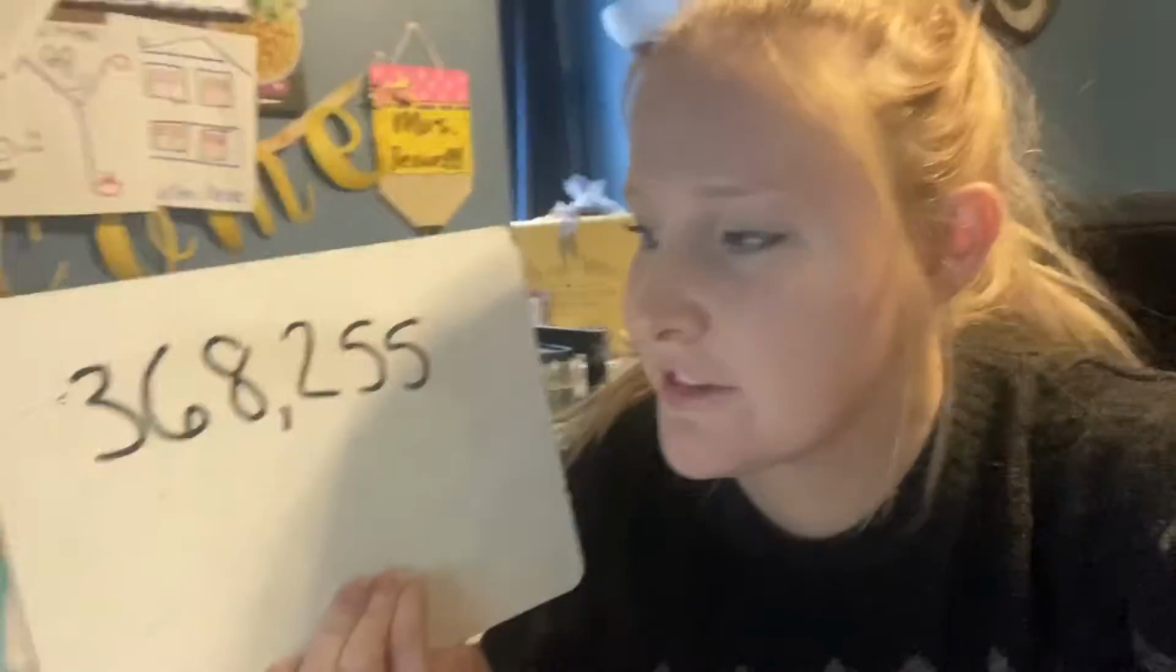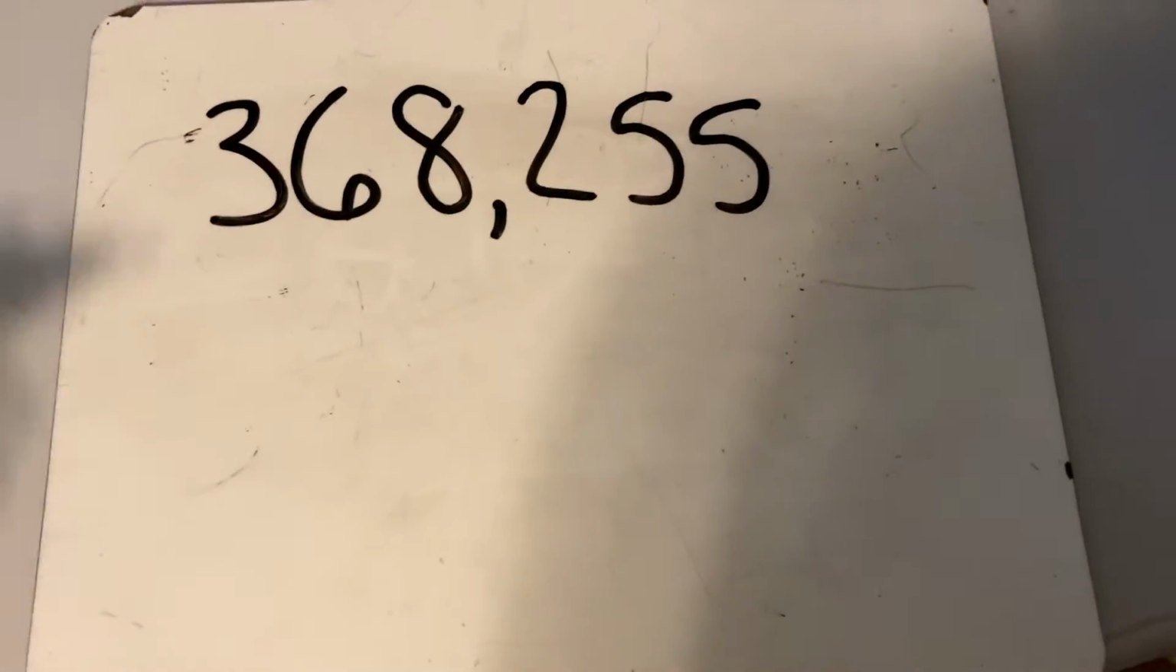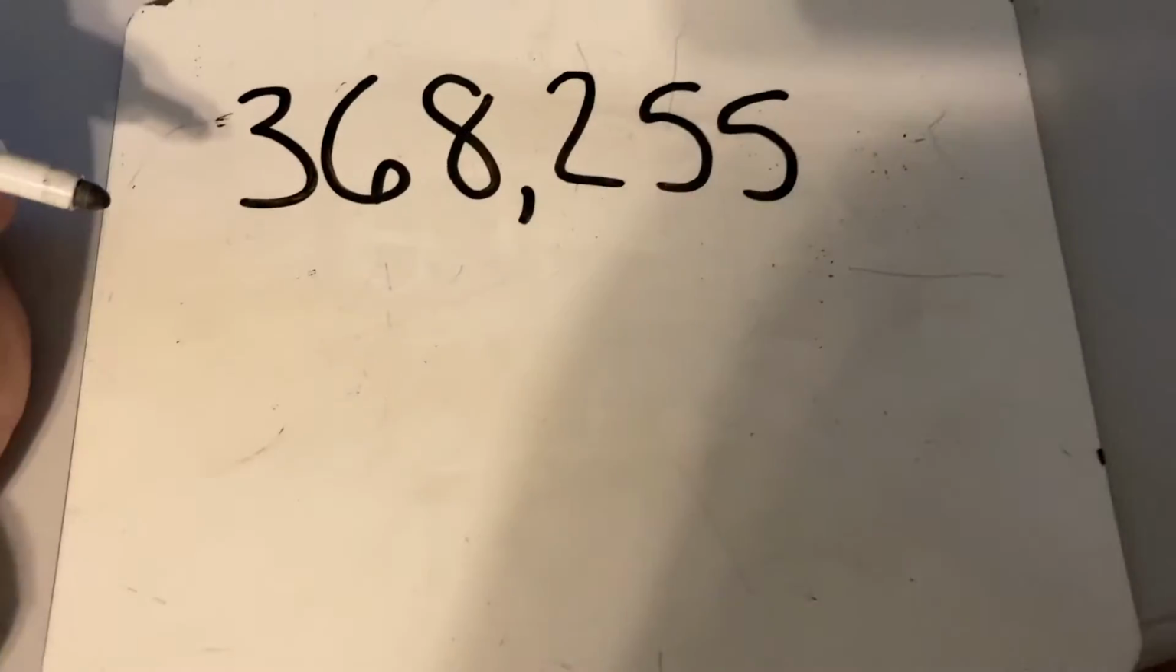I have 368,255 people at this concert, but I want to round it to the highest place value. I want to round it to my 100,000s place. That way, people better understand really just how many people were at the concert, approximately. So for the first step of the rounding roller coaster, buckle up, because it's about to be a bumpy ride.